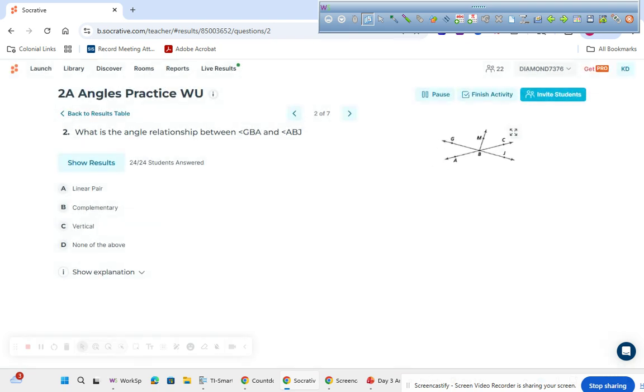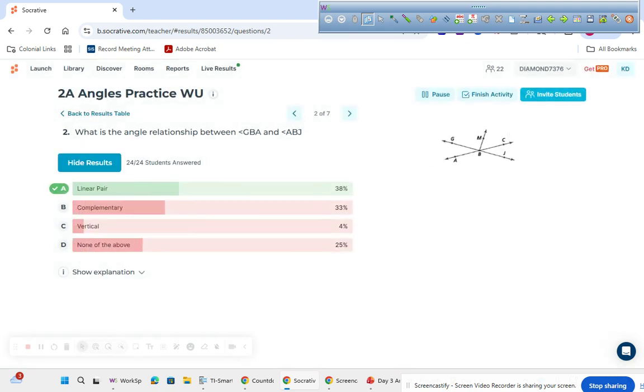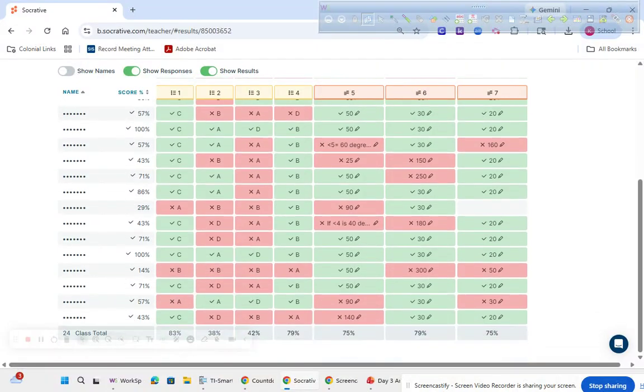All right? So that was number 2. Just looking at the results, it looks like complementary. I think a lot of kids just mix up the definition of complementary and supplementary because they both have that ARY at the end. Linear pair is the 180. All right, let's look at, I think number 3 was the other one.